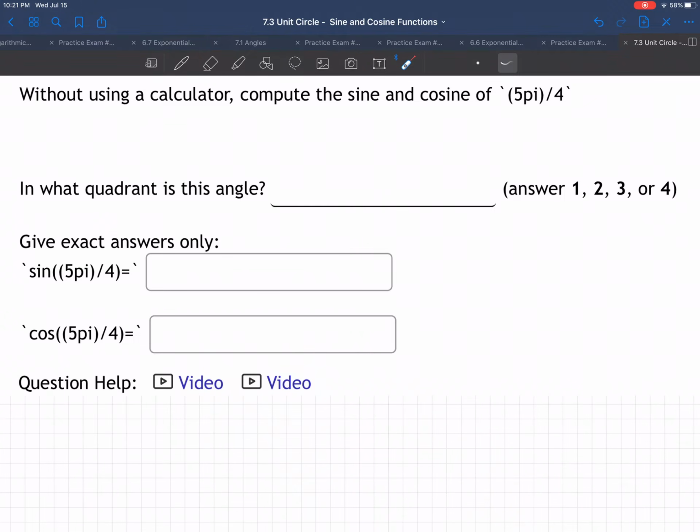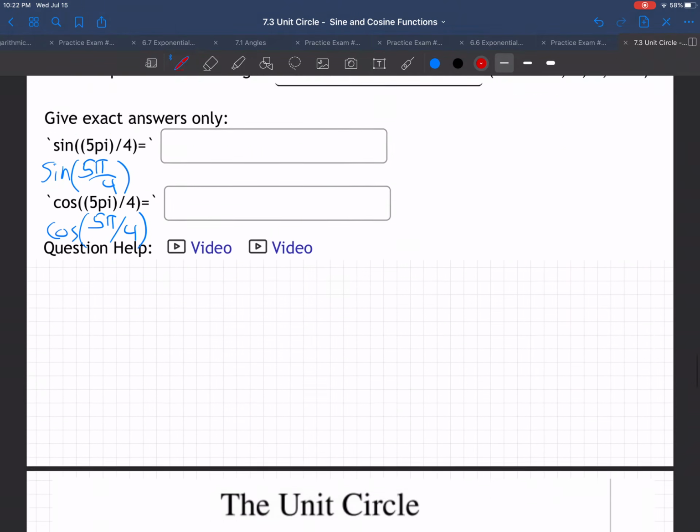This problem, we are, without a calculator, finding the sine and the cosine of 5 pi over 4. So this is the sine of 5 pi over 4, and then down here, the cosine of 5 pi over 4. Okay, so how do we find the sine and the cosine of, those are radian angles? Well, the short answer is you go to the unit circle.